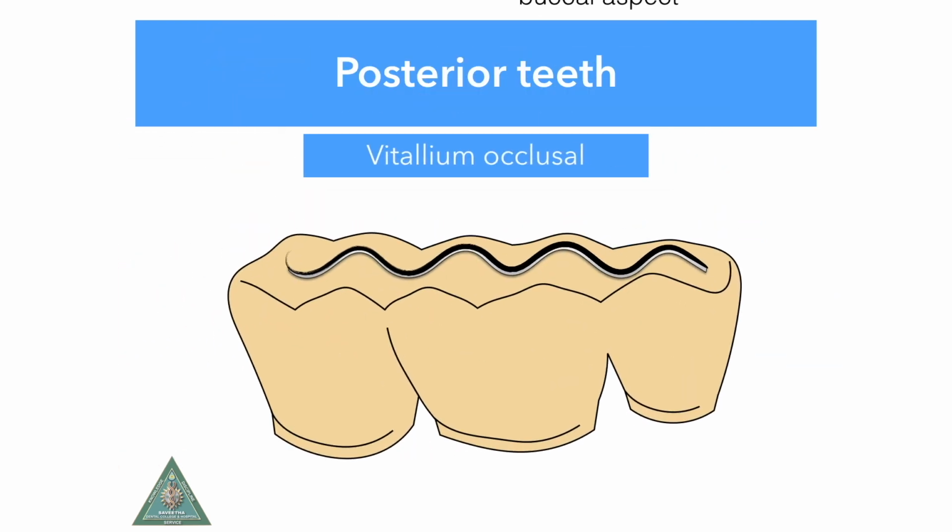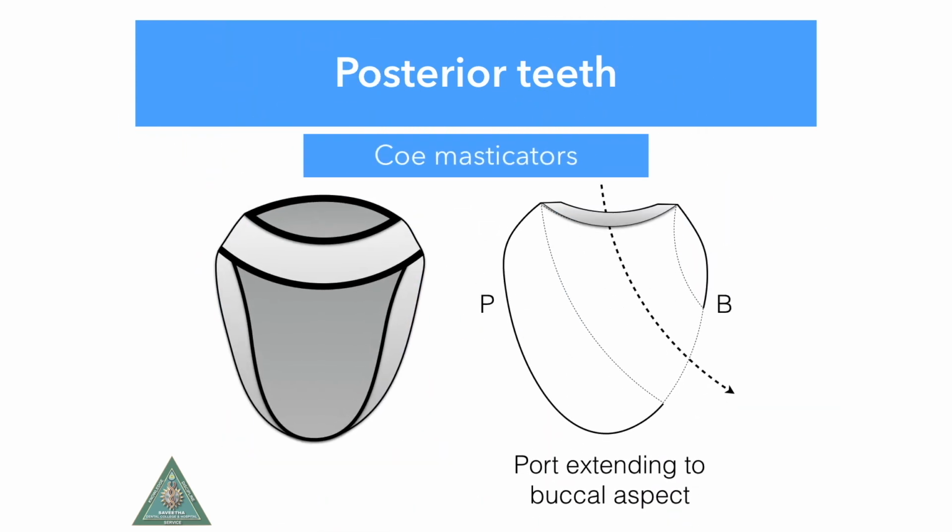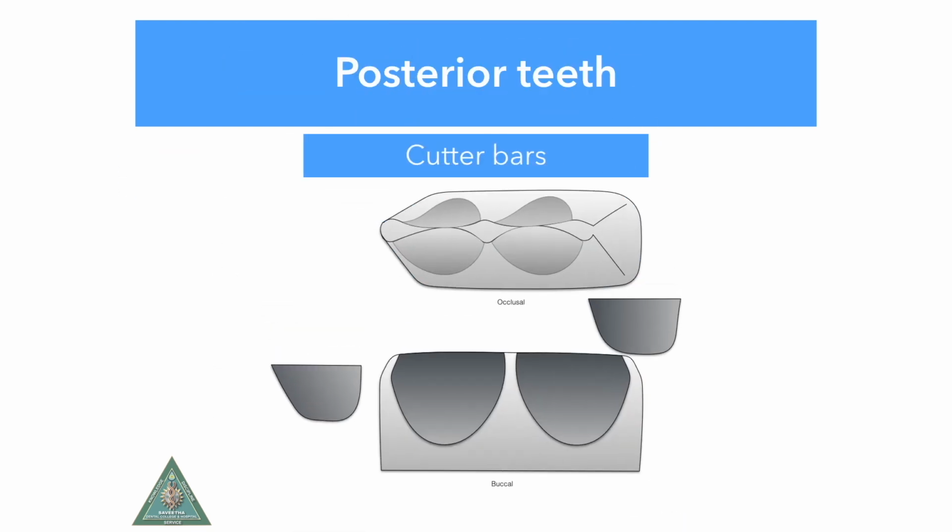Then there's Vitallium occlusal. It is simple denture teeth with a metal ribbon inserted in the occlusal surface. And co-masticators. The co-masticator has a hole in the buccal surface where food is allowed to come out so that you can clean the tooth and maintain it. And then the cutter bars. And that's the end of posterior tooth forms. So thank you.